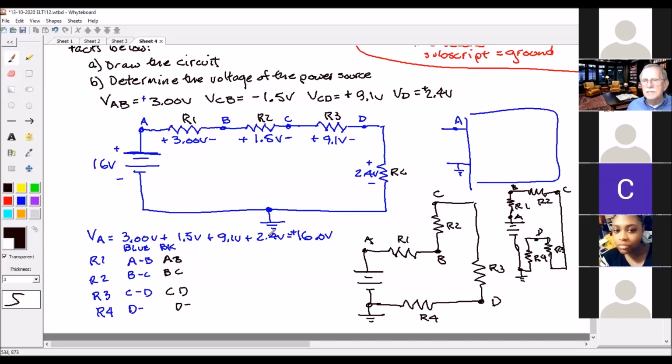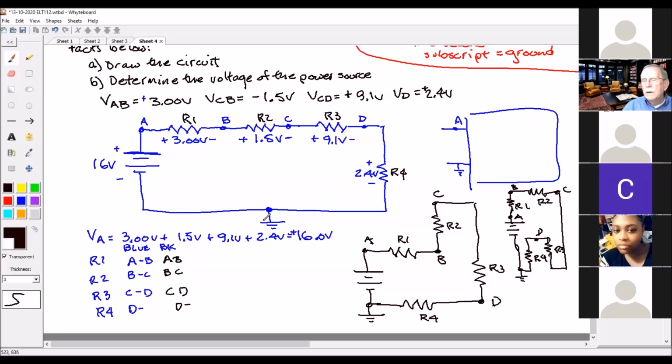That symbol says I should be able to trace this point right here, this end of R4, through my circuit, out through the power cord ground, all the way out into the dirt. If I can't do that, I shouldn't be using this symbol.